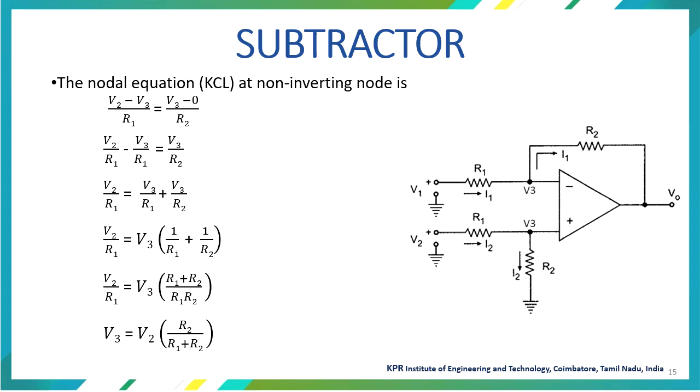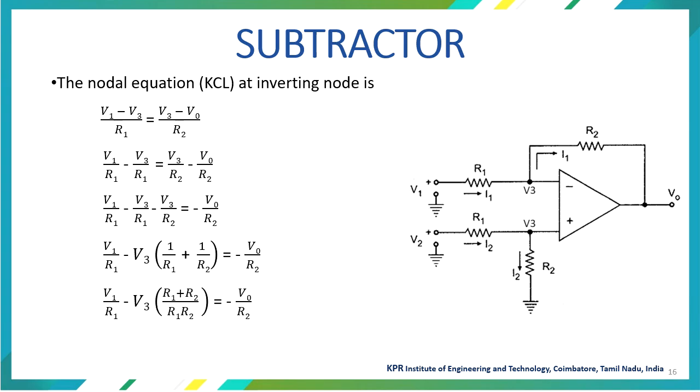(R1 plus R2). Now let us consider the nodal equation at the inverting node. So the equation will be (V1 minus V3) divided by R1 equal to (V3 minus V0) divided by R2. Again, we need to segregate this in terms of V1, V3 and V0. So the left hand side will be rewritten as V1 by R1 minus V3 by R1 equal to V3 by R2 minus V0 by R2.